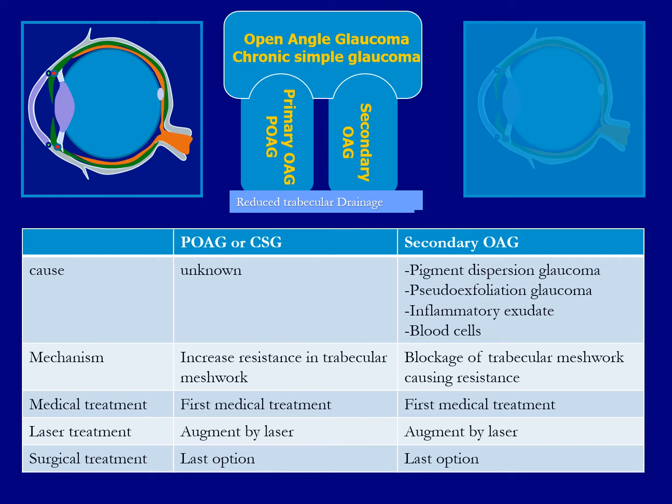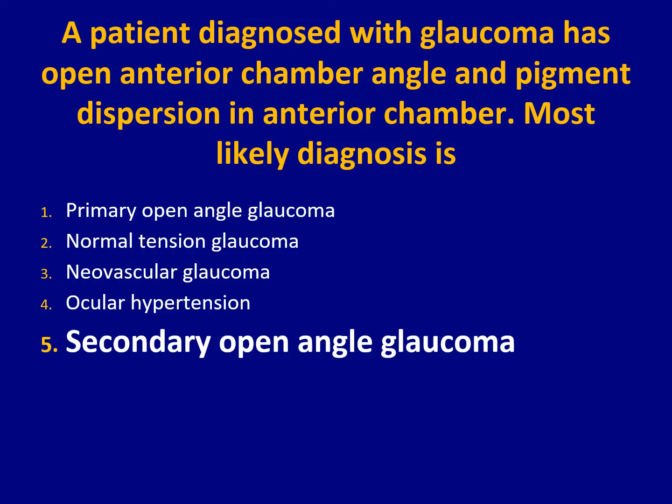Remember from the glaucoma slides, open-angle glaucoma is primary open-angle glaucoma, in which there is no known cause, or secondary open-angle glaucoma, in which the causes are pigment dispersion, pseudoexfoliation, inflammatory exudate, or blood cells. So if you remember this slide, you will be able to answer the question, which in this case is secondary open-angle glaucoma. Secondary open-angle glaucoma is the answer.